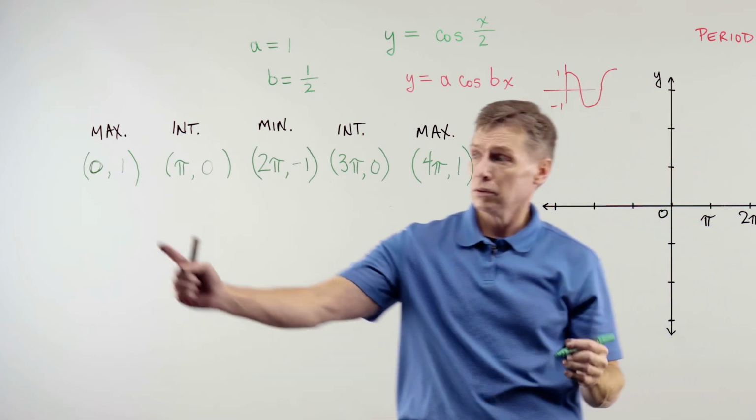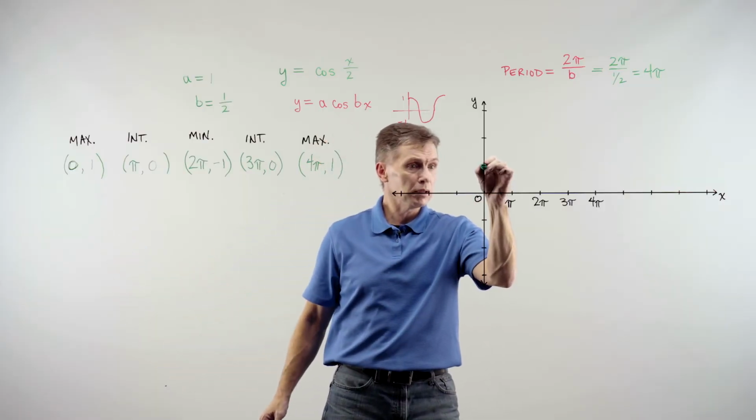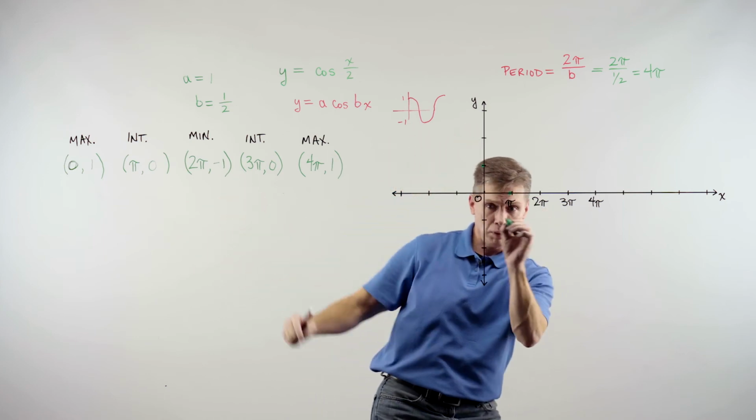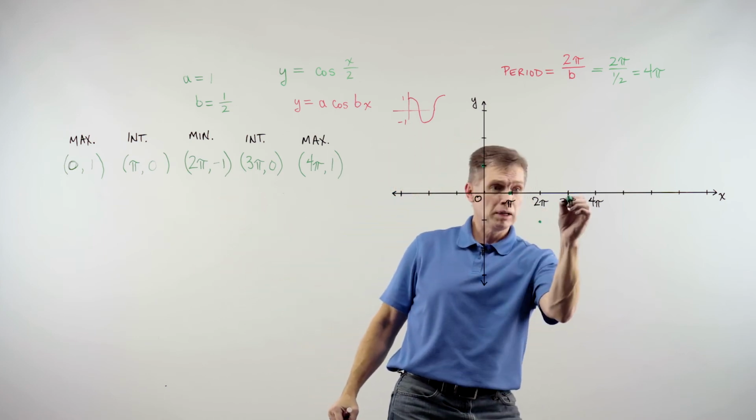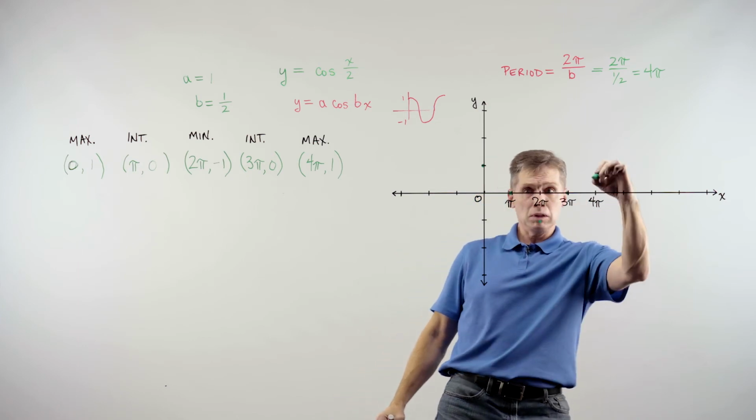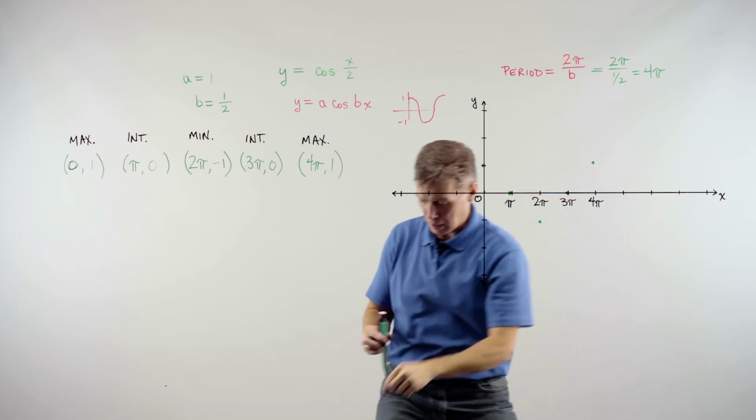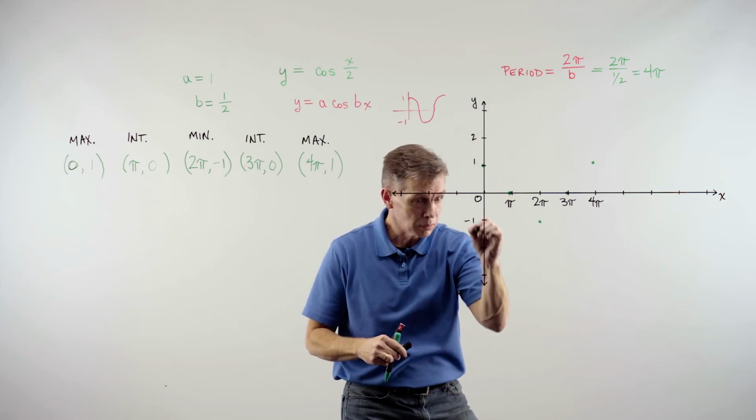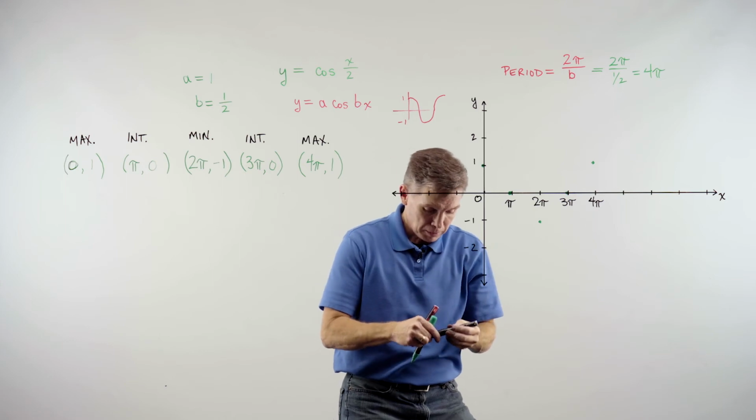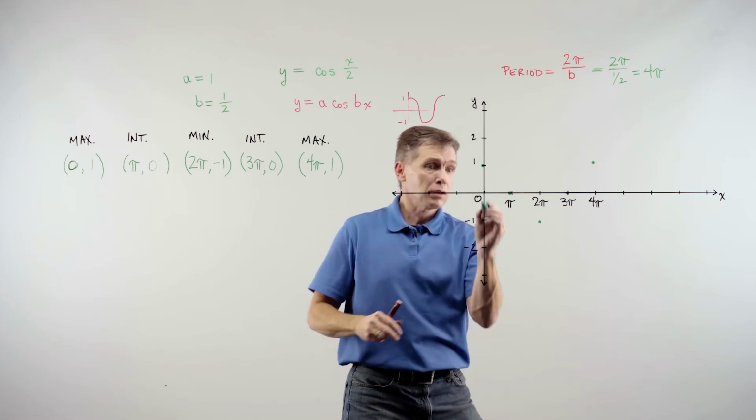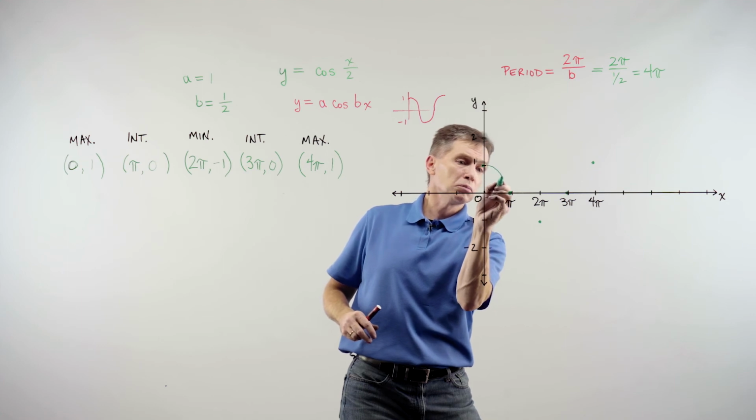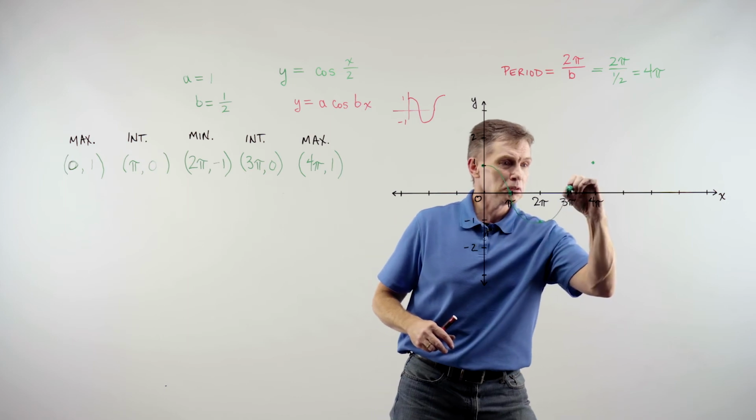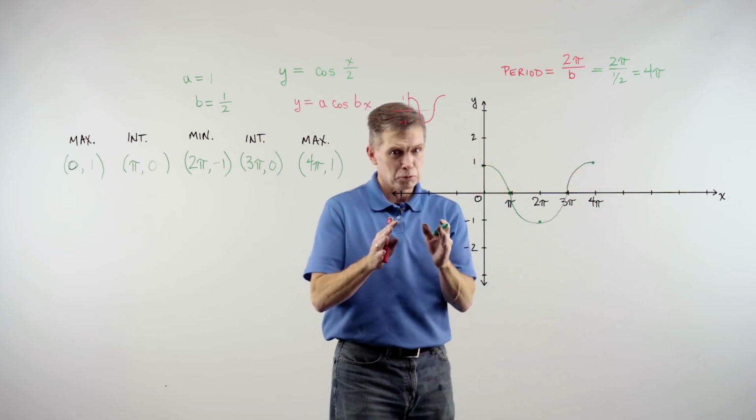Let's start plotting this. 0, 1. I'll be right about there. Pi, 0. 2 pi, -1. There. 3 pi, 0. 4 pi, 1. Okay. I haven't labeled this yet, but that's going to be 1 on the y-axis, then -1, -2. All right. Then I would try to connect the dots here and be kind of smooth, fluid, nice rounded curves like that. And that's pretty good.